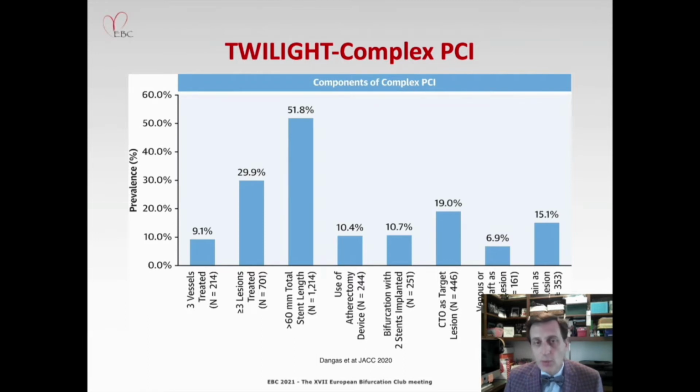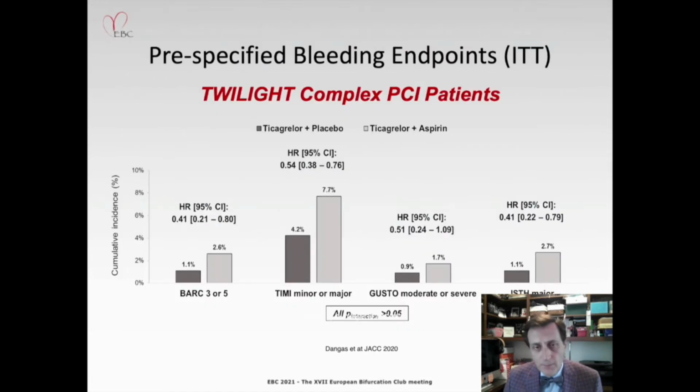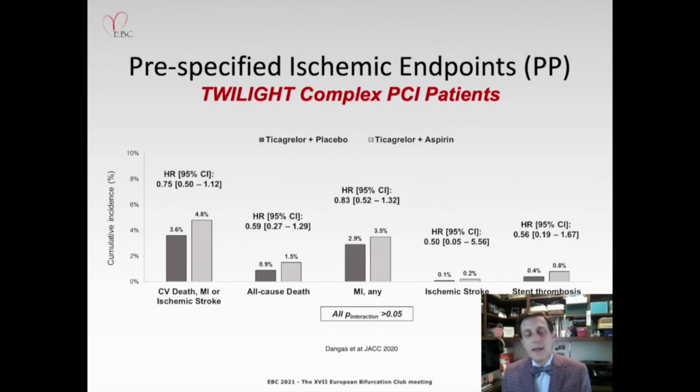The most common high-risk feature was the stent length longer than 60 millimeters, and you can see the distribution of the rest of the characteristics. Overall, the bleeding was much more favorable, as expected, with a monotherapy as compared to ticagrelor plus aspirin continuation. With respect to the ischemic endpoint, most importantly, that's what really bothers and interests people. They really want to know that, sure, bleeding can be reduced, but are you as good as you can be as far as a MACE?